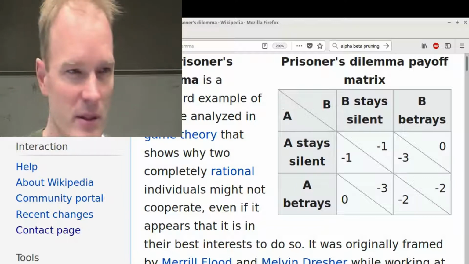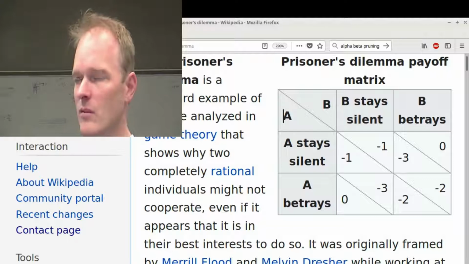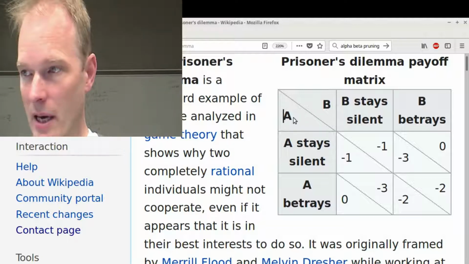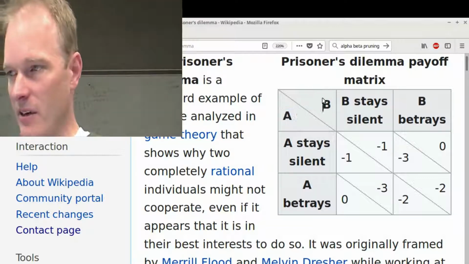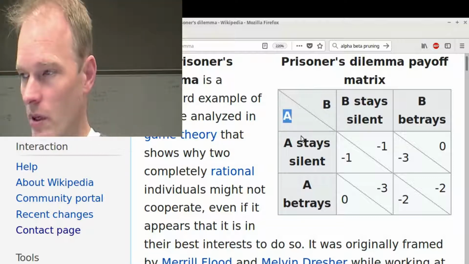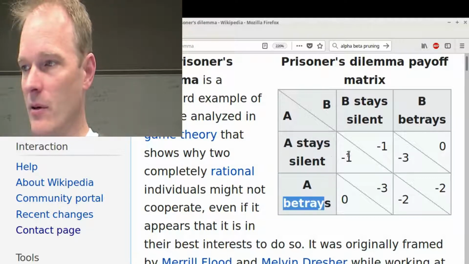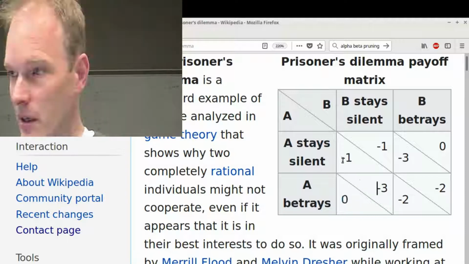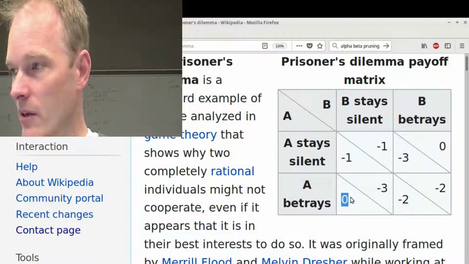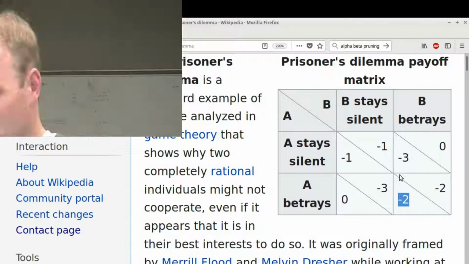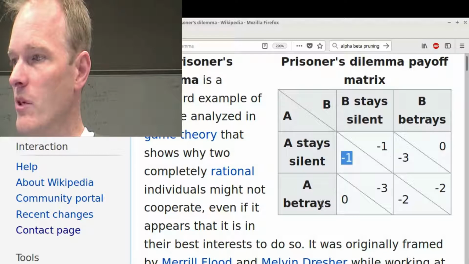The really interesting thing about the prisoner's dilemma is that maximizing your utility doesn't seem to give you the best answer. So let's suppose you are A, and your partner who is complicit in the crime is B. What is the best decision for you? Your two choices are stay silent or betray, and your utility is the one on the underside of the slash. If you stay silent, you're either going to get a -1 or a -3. If you betray, you're going to get a 0 or a -2. Basically, your utility is better in both cases if you betray.